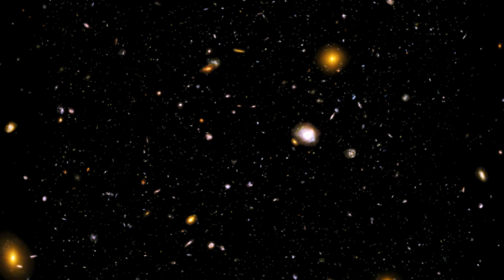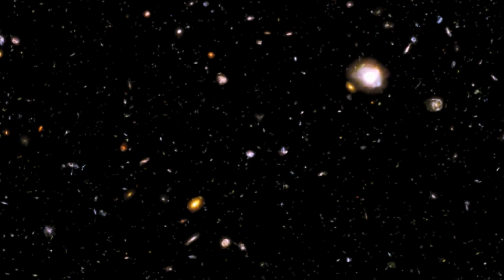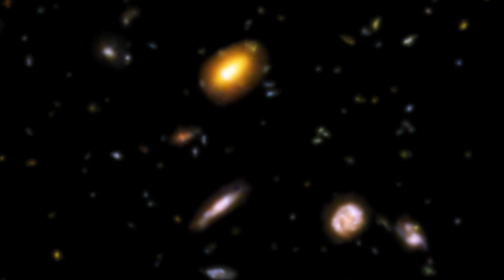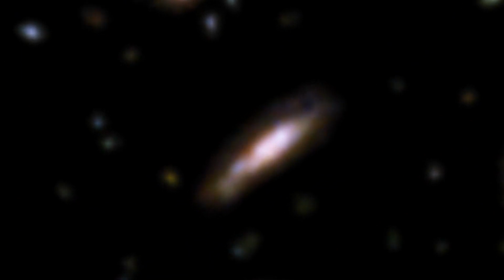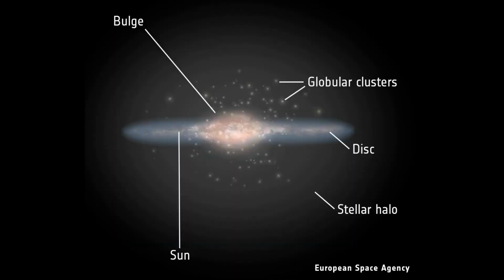The universe is filled with billions of galaxies with many different shapes and sizes. This one looks a bit like our home galaxy, the Milky Way. We know that the Milky Way is a flattened disk galaxy with a central bulge, and that our Sun is located about halfway through the disk.